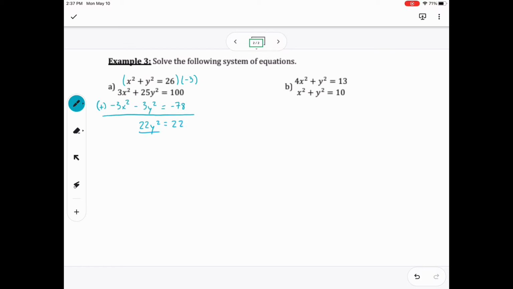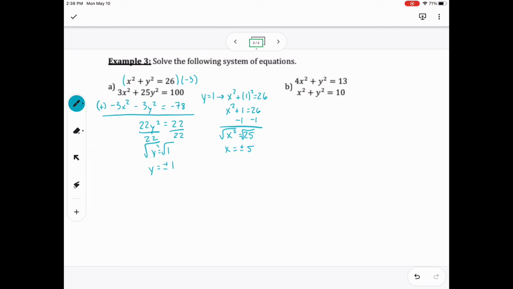So for letter A, I chose to multiply the top equation by -3 so that I could eliminate the x's. That allowed me to get y to be plus or minus 1. Now when you have these, you're going to have more possibilities. So you may have one y value, one x value, or two of them because of the square roots that you will come across.